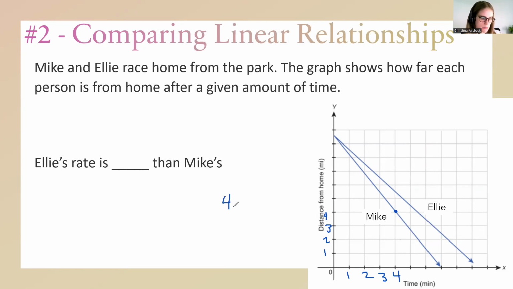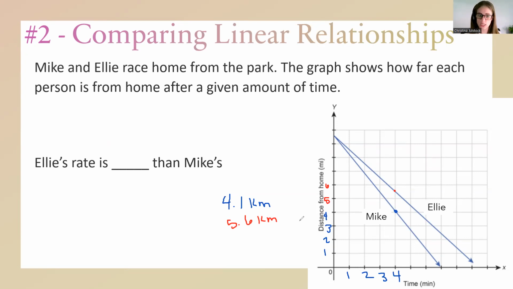So Mike, maybe 4.1 because it's not perfect. So Mike is about 4.1 kilometers from home after 4 minutes have passed. Well, Ellie is up here at 4 minutes, and that's kind of right between 5 and 6. So Ellie is about 5.6 kilometers away from home. All right, so once again, we just kind of proved Mike is a little faster than Ellie.